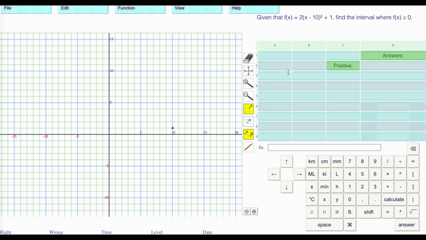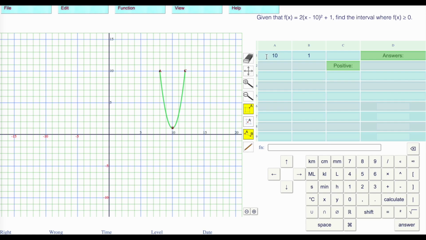Let's get some values on here. You don't have to pick the actual values. I could just go 2 that way and then 2 this way and say, okay, the parabola's going to look something like this. But I'm going to find the exact values. At x equal to 10, f of x equals 2 times (10 minus 10) squared, which is 0, plus 1, which gives us 1. So (10, 1).